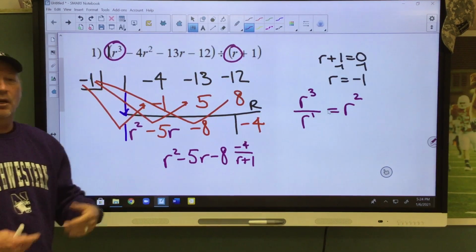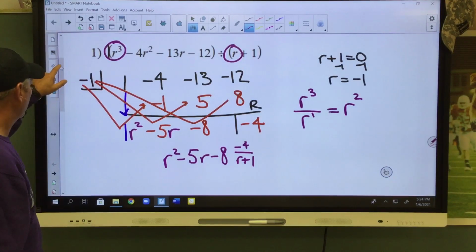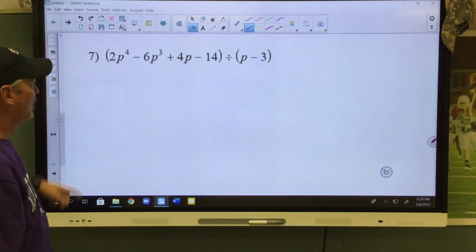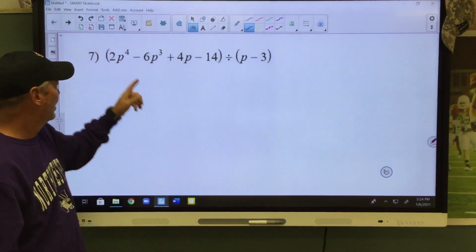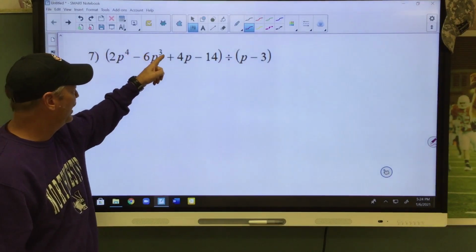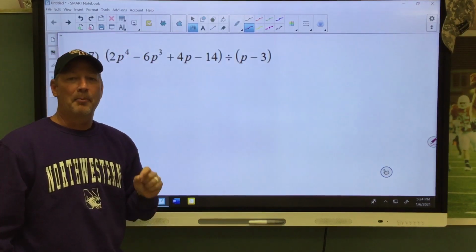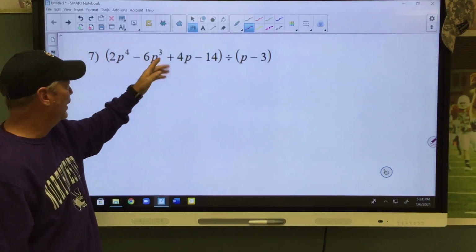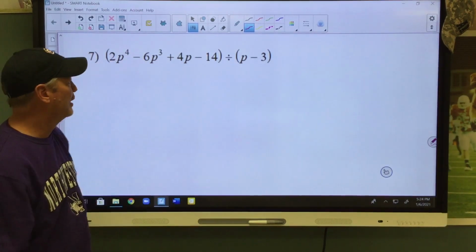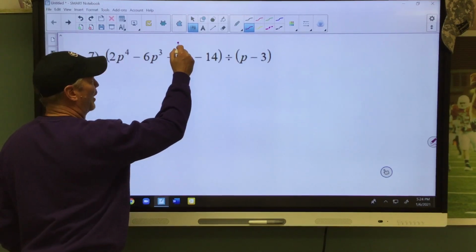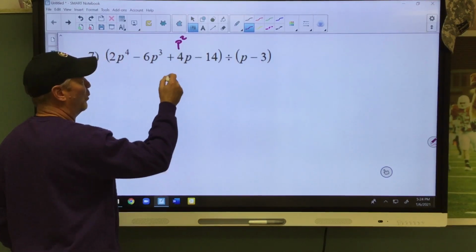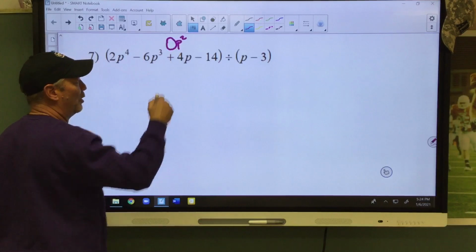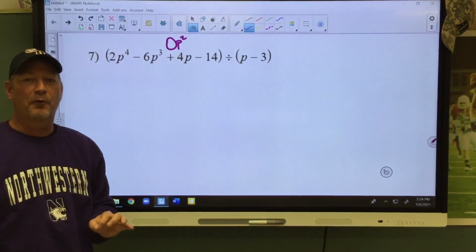Okay? All right, let's try another problem. First thing you want to check, 4, 3, we're missing p to the second power. All right, look at that. 4, 3, 1, -14. So we're missing p squared. So what we need to do is put a 0 to hold the spot for p squared.